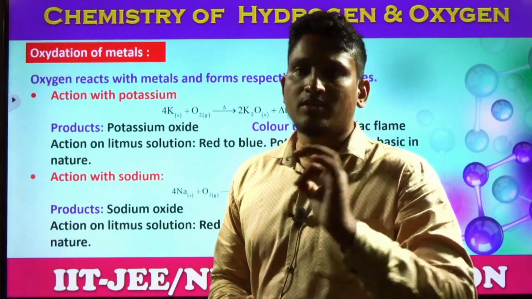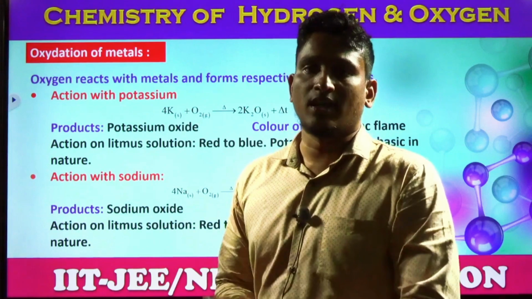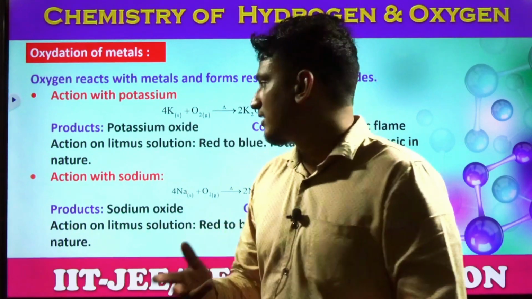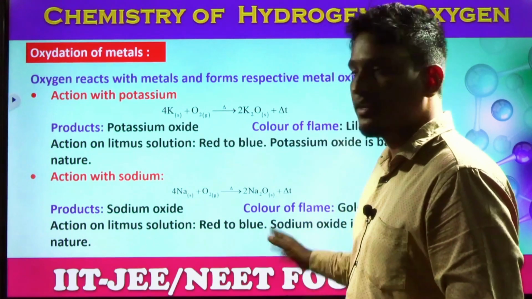Now answer, in the presence of litmus, what is the color change for a base? The color change for a base is red to blue. For acids, the opposite, blue to red. These are all the basic oxides, right? So what color change can we expect? Red to blue, and also red to blue.